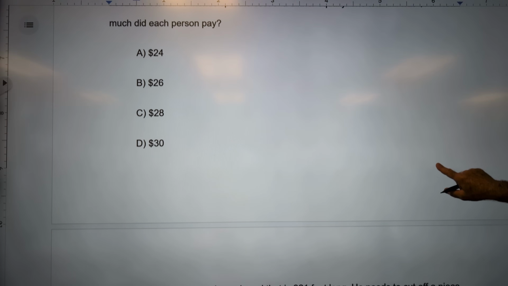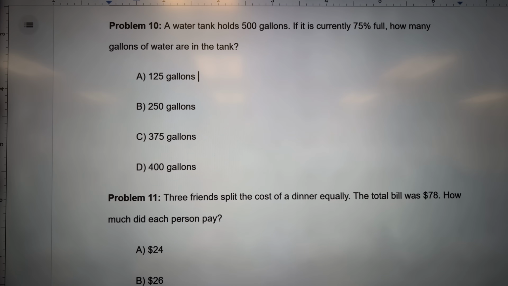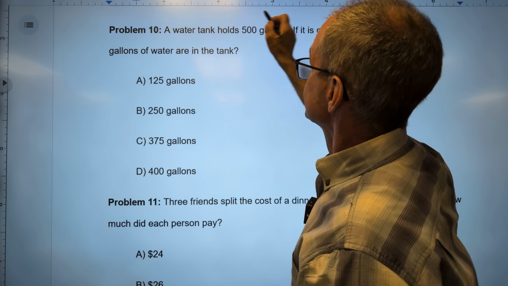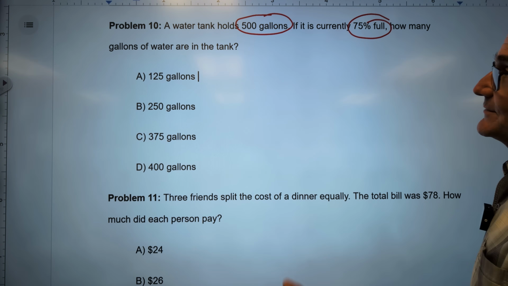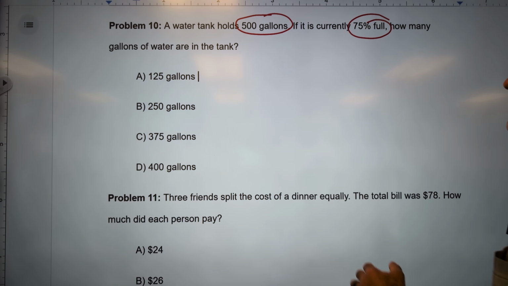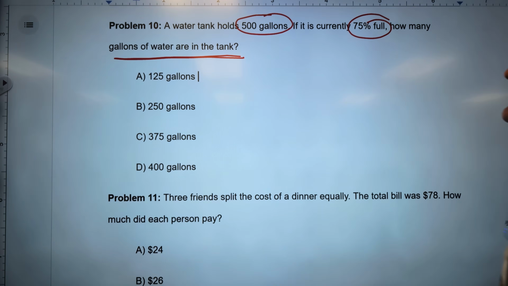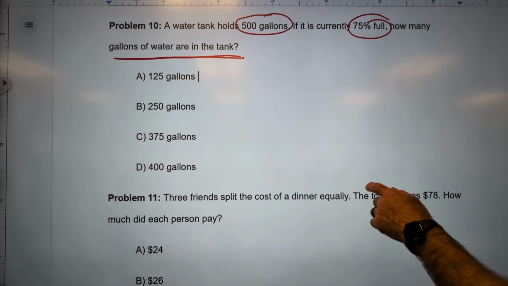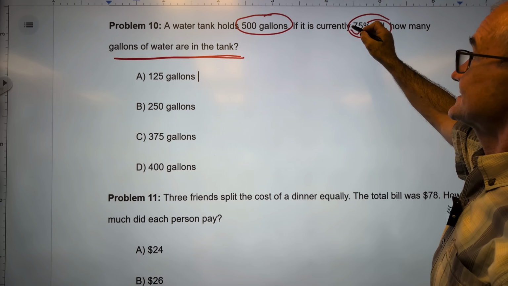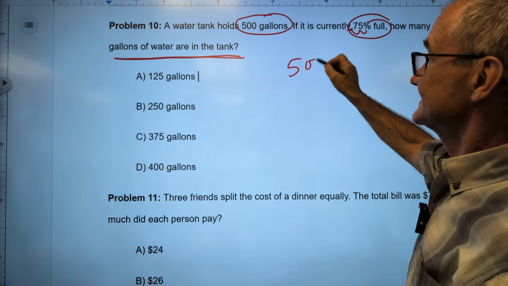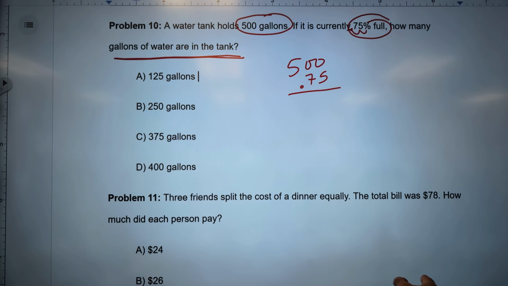Number 10, a water tank holds 500 gallons. If it is currently 75% full, how many gallons of water are in the tank? So it is 75% full. So that means I am not looking for how much left to fill. I want to actually convert this to a decimal and say 500 gallons times the 0.75 to get how many gallons are in the tank.